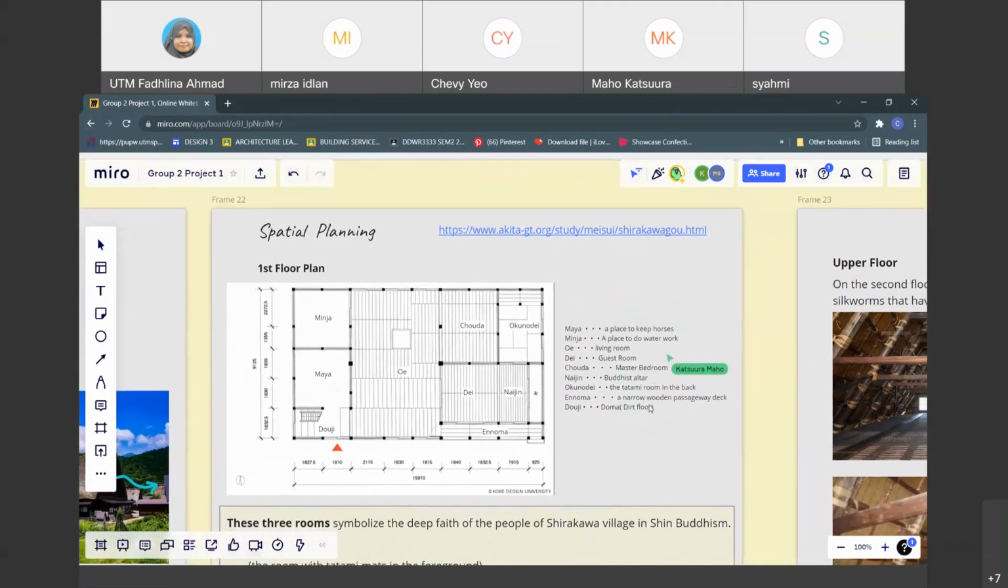I wrote down the briefing explanation, but later from inside I think you need to add on not only the 3 rooms only. For instance, I want to know about the dirt floor. What does it mean? Is it the one that they are using for washing clothes and so on? What is the dirt floor? Doma, doji. What is that? Doji, doma, dirt floor. What is that? Why is it called dirt floor?